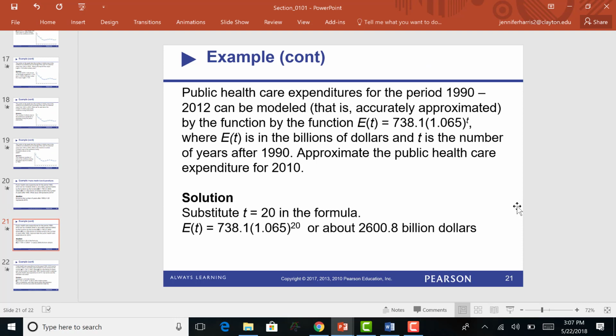All right, you may not have finished on your calculator yet, but this is what you get. $2,600.80 billion is what we spent on public health care in 2010. Does that sound about right? I mean, just think about it. We're all paying for health care some way or somehow. But this is just what we spent on health care in 2010. Do you think that number has increased? Yeah. Did we stop having babies? No. We have not. Okay, so again, if you put this in your calculator, you should get $2,600.8 billion.